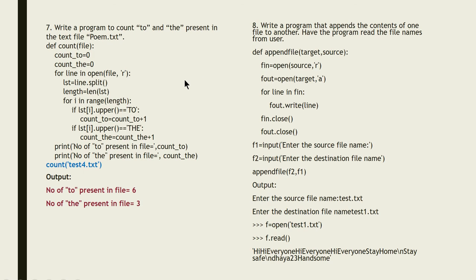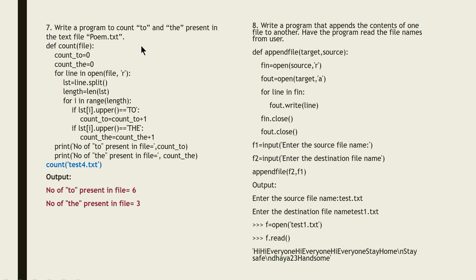Now look at the next exercise. Again, we are going back to writing programs or functions. Write a program to count "to" and "the" present in the text file. From this particular chapter, this is what is expected from you: you should be able to write a function or program using file handling. Here you have to count the words "to" and "the" in the text file.